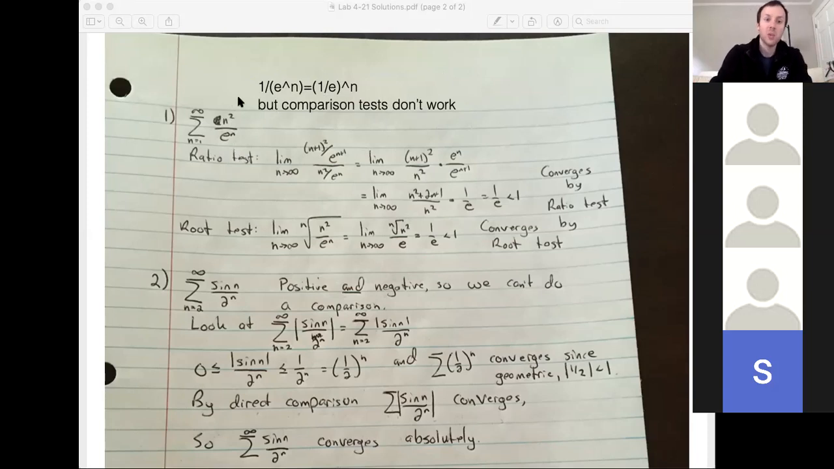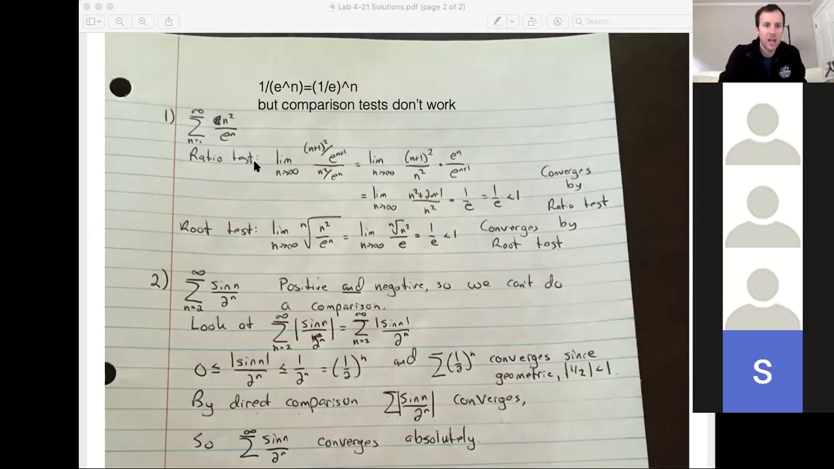But what does work is actually the ratio test or root test. Both of them work pretty well. The ratio test, because exponentials and polynomials are powers of things, so the ratio test is good for powers and multiplication. The root test is good because you have things raised to exponents.